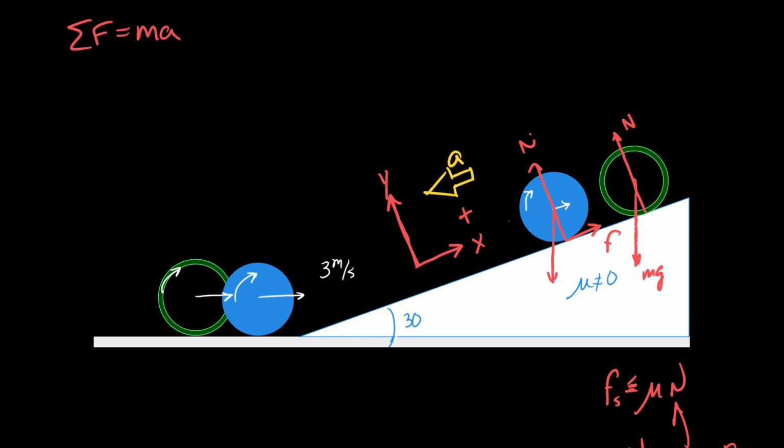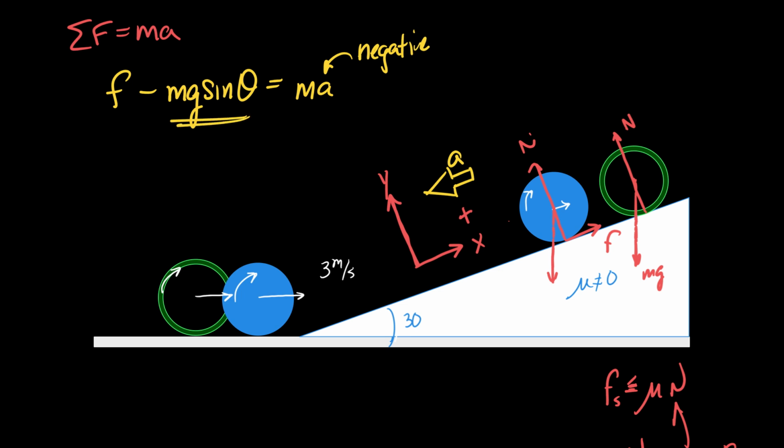There are two forces acting along the x direction. One of them is friction. It's positive. The other one is mg sine theta. And that's clearly down the ramp the other direction, so that's minus mg sine theta. And that has to equal ma, but this will be negative. That means this number is going to be bigger than this number. It's the only way that can be negative, right?